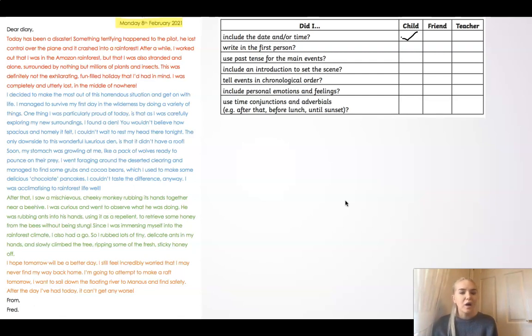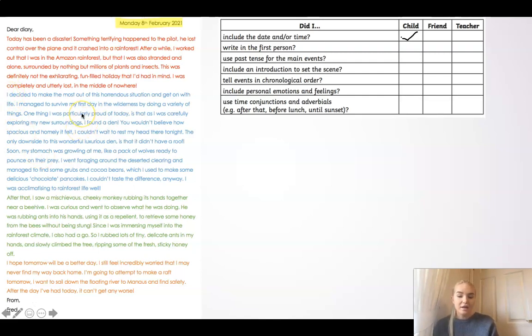And then I'm thinking, well, have I written in first person? I'm going to read my diary and know that first person means those first person pronouns. So I, my, our. And I can see here that I said I worked out that I was in the Amazon rainforest. And to really make sure I've used them in all my paragraphs, I'm going to read in each paragraph to try and find some more first person pronouns so I can really tick this box. And I can see here that I've used I again. I decided.